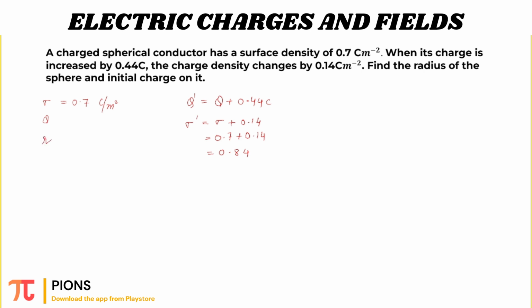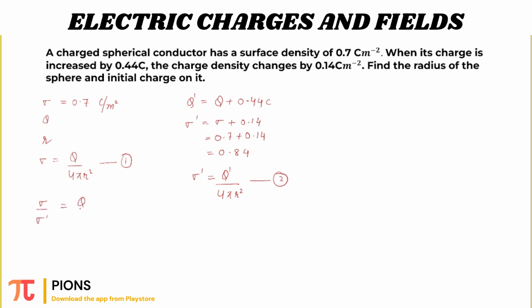So in the previous case, sigma will be equal to Q upon 4 pi r square. That will be our first equation. Now when the charge is increased, it will be sigma dash, equal to Q dash upon 4 pi r square. Still it is the same, r is the same. Now let's divide sigma 1 and sigma 2, or equation 1 and equation 2. It will be sigma over sigma dash, equal to Q upon Q dash. I hope this is clear.